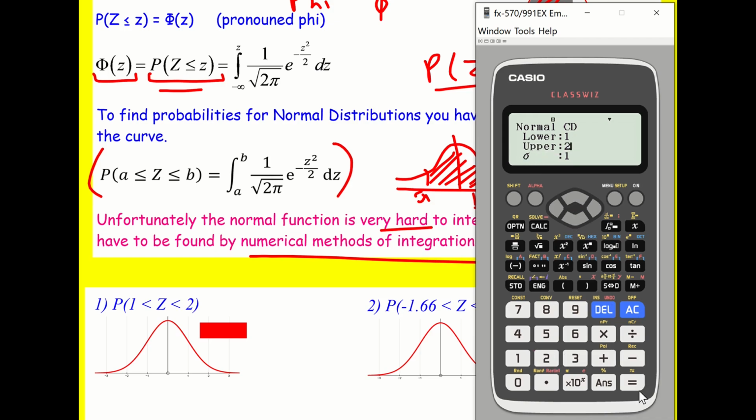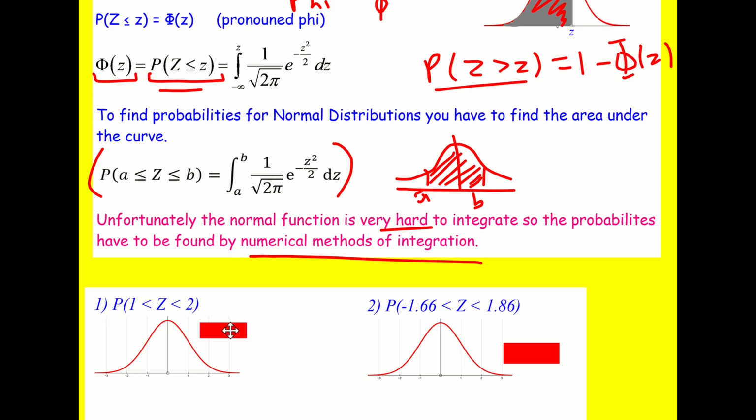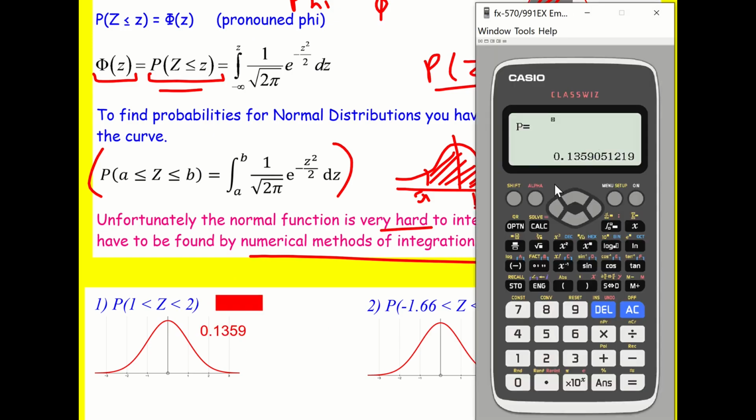It's asking us for the standard deviation, which in this case is 1 because we're going with the standard normal. If we go down, it asks us for the mean. It's preset as the standard normal distribution. If we press equals, we get our answer, 0.1359. I think I've worked to 4 decimal places throughout, but that's our answer. That's our first ever calculation using a normal distribution.